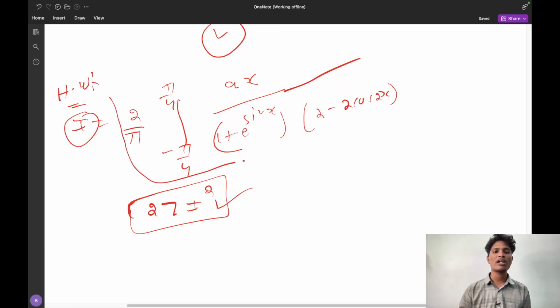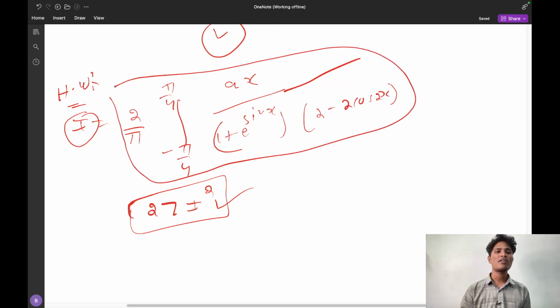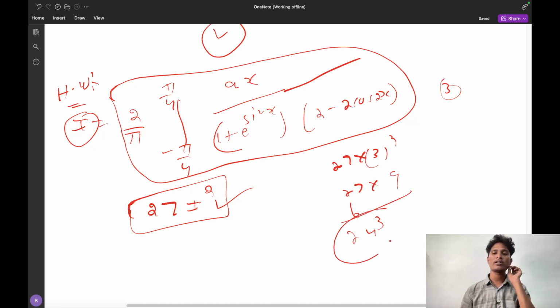You can solve this entire integral, and after solving, we have to find just the square of this one. First solve this integral and multiply by 2 pi, and after doing the entire thing, you will get one answer. Suppose we get answer 3, we have to find 27 into 3 whole square. That is 27 into 9, which is 243. So 243 is the answer.